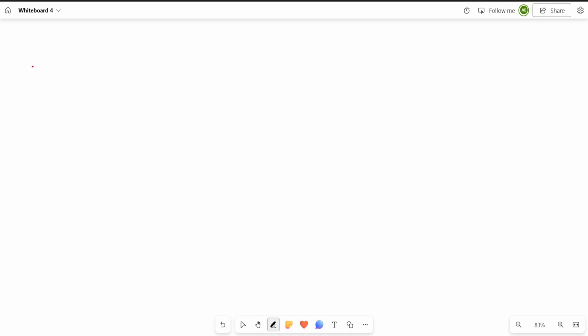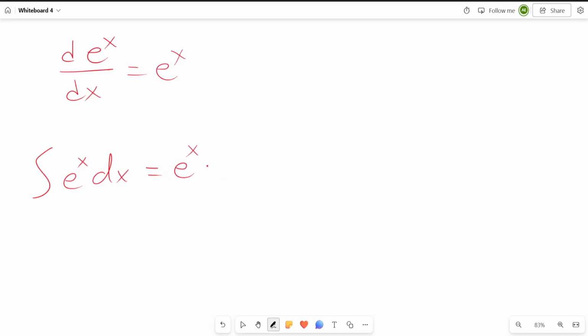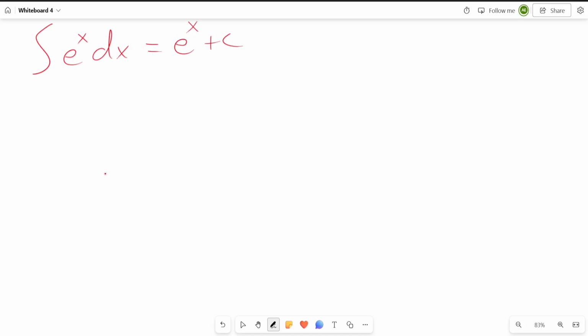Let's take a look at integration of exponential functions. So when we have e power x, if you remember from the differentiation video, which I'll leave a link to in the top right hand corner, d by dx of e power x is e power x. That means that the integration of e power x with respect to dx is nothing but e power x as well plus c. Okay, so the integration of e power x is e power x and then plus the constant of integration.